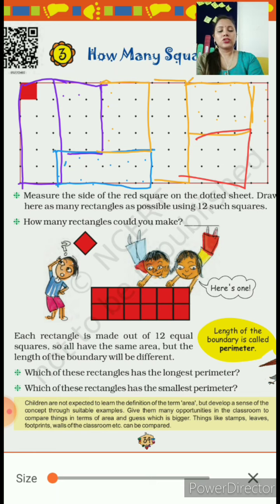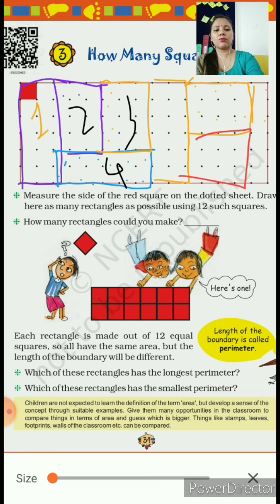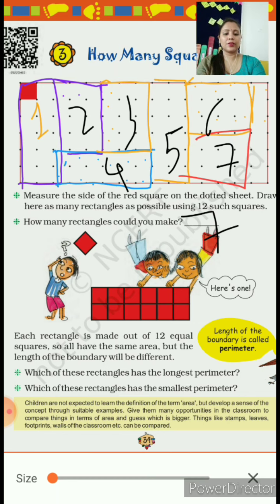Okay, so in the next question they said how many rectangles could you make. How many rectangles have you made? So just count. 1, 2, 3, 4, 5, 6, 7. So the total number of rectangles is 7. Each rectangle is made up of 12 equal squares, so all have the same area.